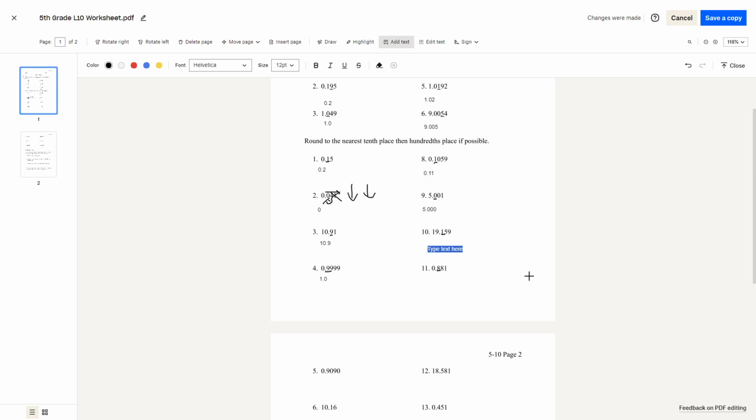Number 10, 19.159. 19.2. Since you would round 0.15, round up since 5 is 5 or greater than 5. And then after this, we just need to round to the hundredths place. 9 is greater than 5, making this 19.16. Last question here.